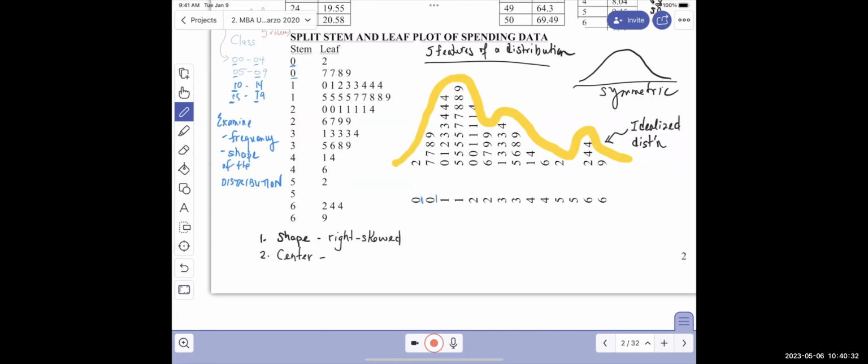In other words, what's the expected value? If you were to bet on the next shopper and how much they're going to spend, what would you bet? If I said, pick a class, what would you pick? 15 to $19. Anybody? Give me a class, not a number.